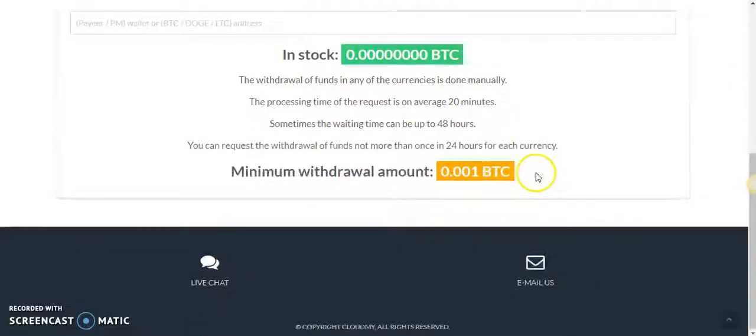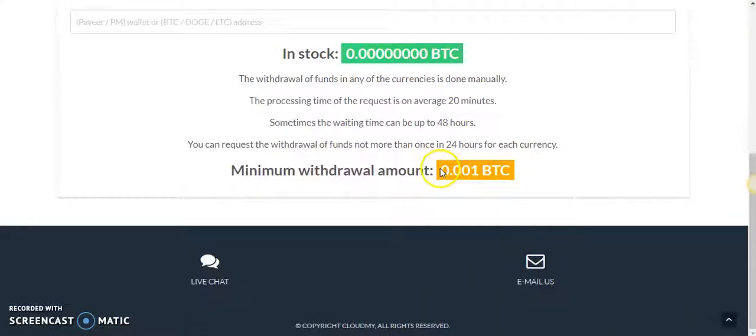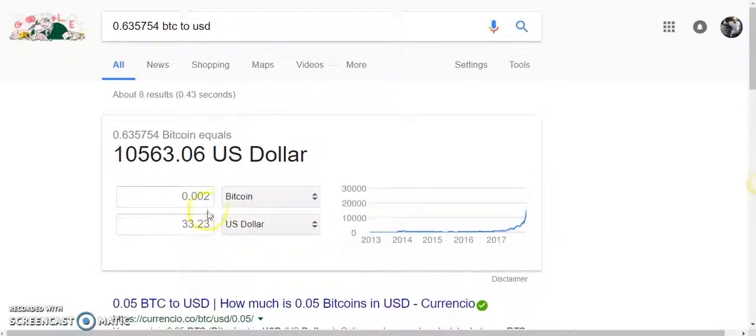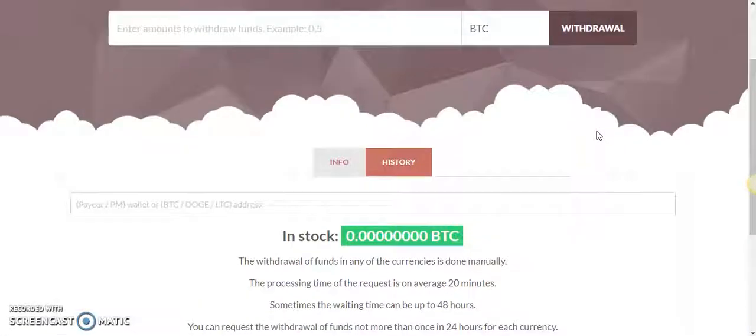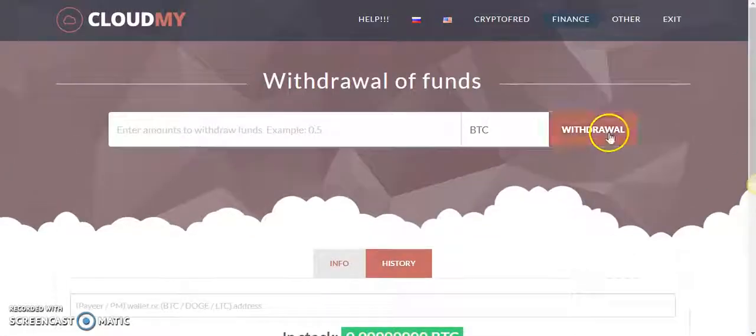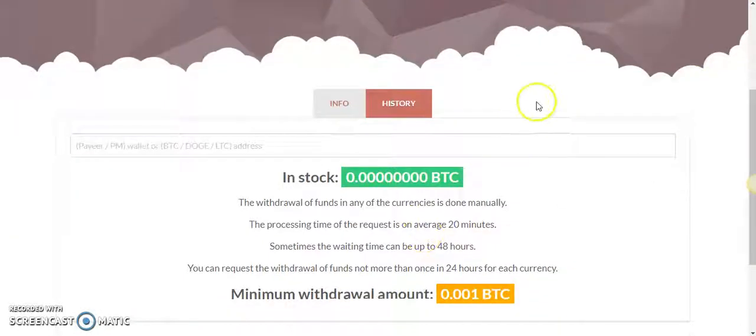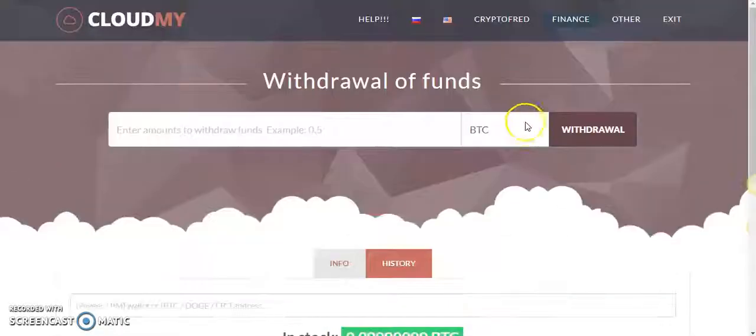0.5 in stock. Okay, so the minimum withdrawal would be 0.001. If we do the maths on that, it's about $16. So you have to make about $16 with this system before you're able to take any money out. I'll let that run for a while, and if I'm able to withdraw my Doge, guys, you'll be the first to know.